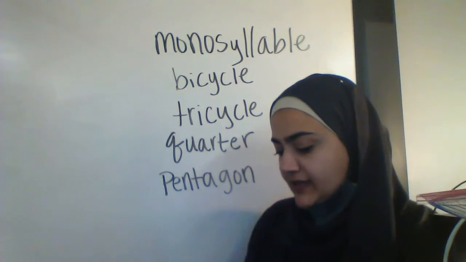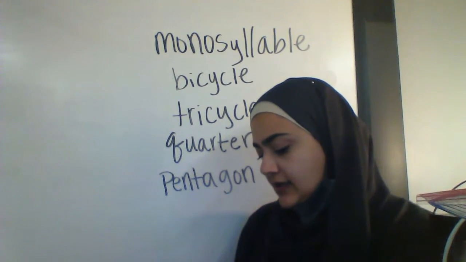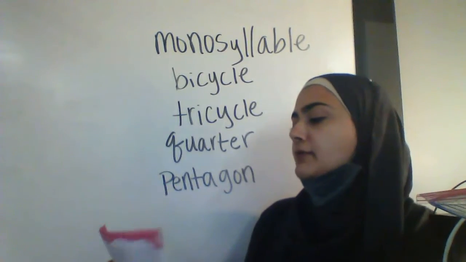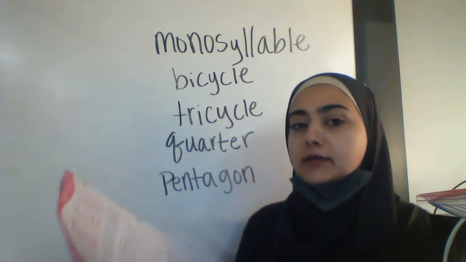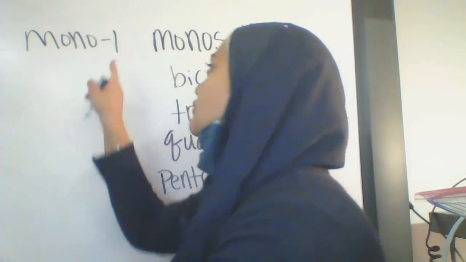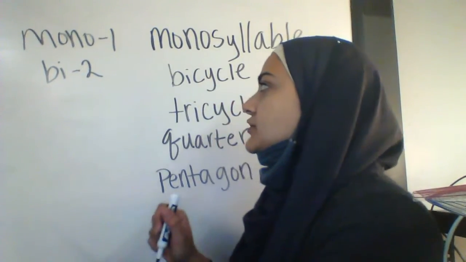Let's see if we can determine the number of each prefix represented just by looking at these words. So let's look at these words. Monosyllable. What do you think mono means, class? Mono means one. Okay? How about bi? What does bi mean, everyone? Two. Very good. Two, like bicycle. Bicycle has two wheels, so two.